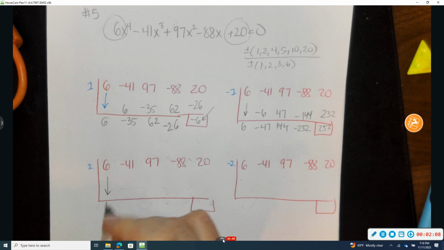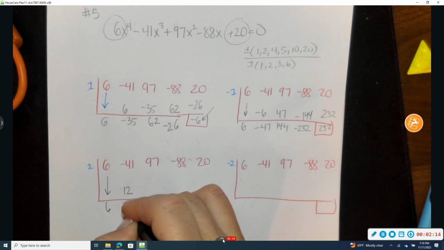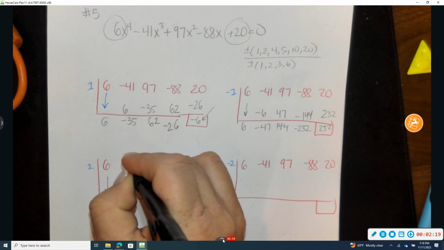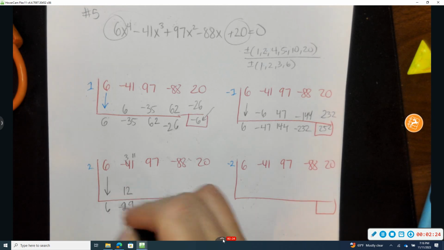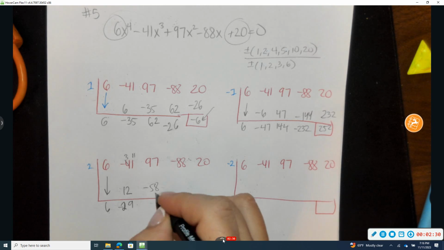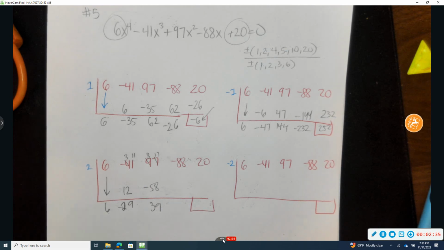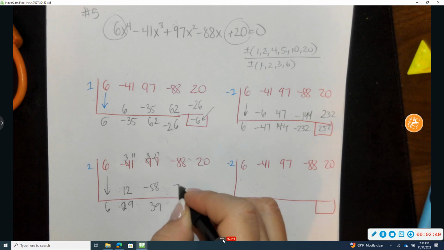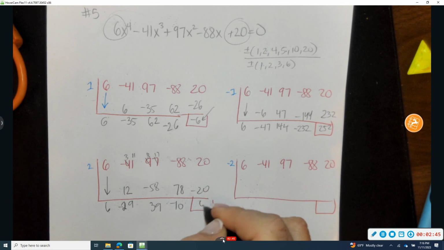Okay, dropping down the 6, multiplying to come up with 12. 41 subtract 12 is going to be 29. A larger number has a negative, and now 29 times 2 gives us -58, and 97 subtract 58 should be 39. I don't have a calculator. Now 39 times 2 would be 78. The difference here would be a -10. Multiplying is negative. Oh, I found one that works.